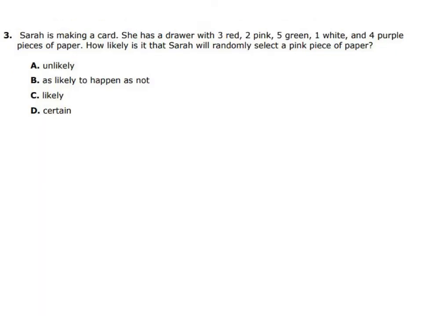Number 3, Sarah's making a card. She has a drawer with 3 red, 2 pink, 5 green, 1 white, and 4 purple pieces of paper. How likely is it that Sarah will randomly select a pink piece of paper? So in this case, we're looking for the probability of pink.